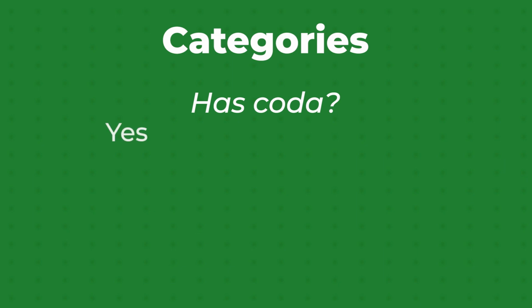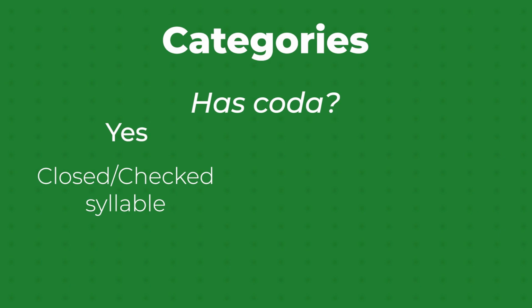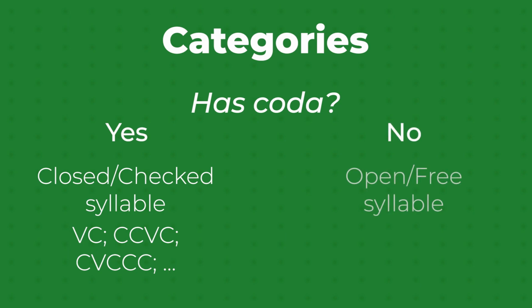Now, syllables are categorized whether they have a coda or whether they don't. A syllable with a coda, like print, is called a closed or checked syllable. Here you can see some other syllable structures that are closed syllables. If a syllable does not have a coda, it's called an open or free syllable. Here, you can see some examples of open syllable structures.